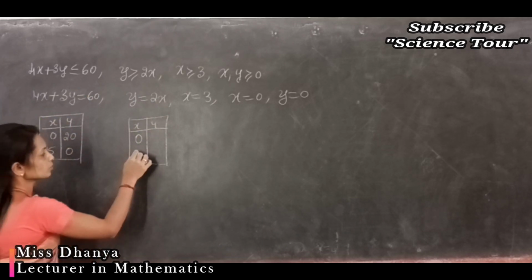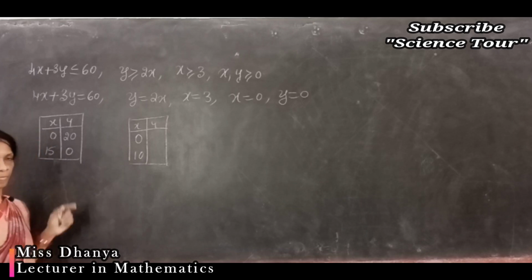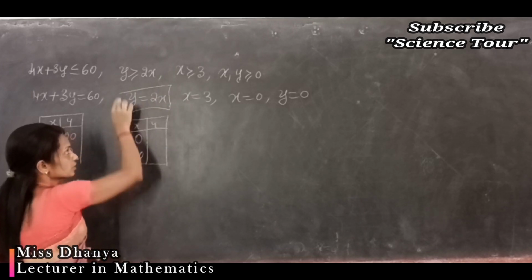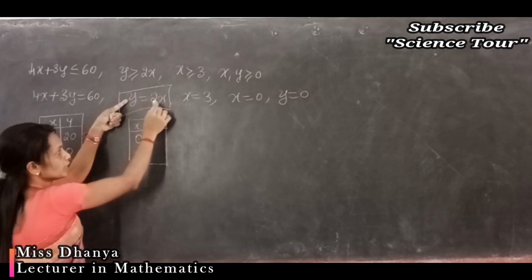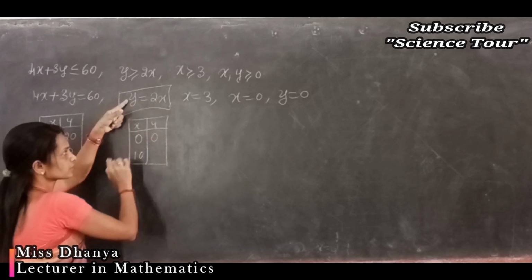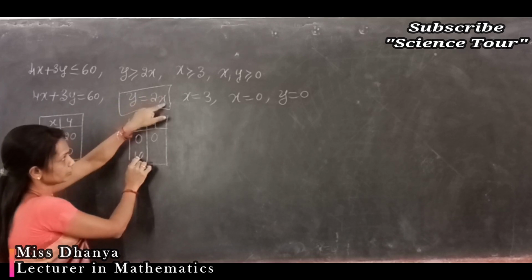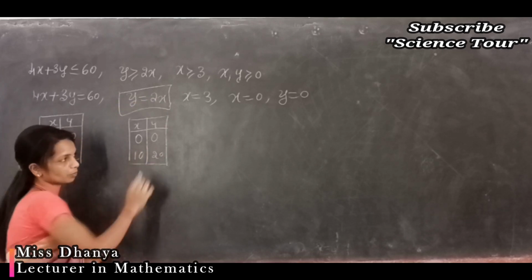So I'll take a smaller number, 10 now, okay. Then find the corresponding value of y by using this equation. y equal to 2 into x, 2 into 0, that is 0. Next, y equal to 2 into x, now 10, 2 into 10, that is 20. So these 2 points you have to mark.